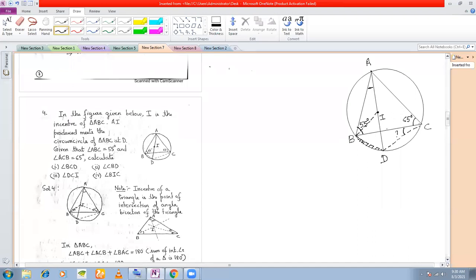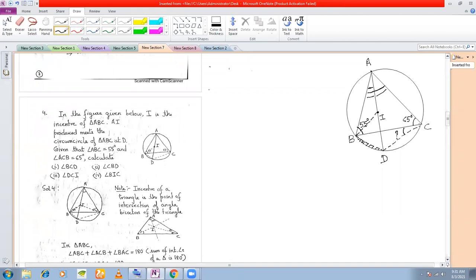Now see, look at triangle ABC. You know two angles of the triangle. That means you can find out the third angle. This angle you can find out, right? Now once you find out this angle, because AI is the bisector of the angle, whatever angle you get, you take half, you'll get this angle. And once you get angle BAD, this unknown angle and angle BAD are equal because they are angles in the same segment, and therefore our question is done.